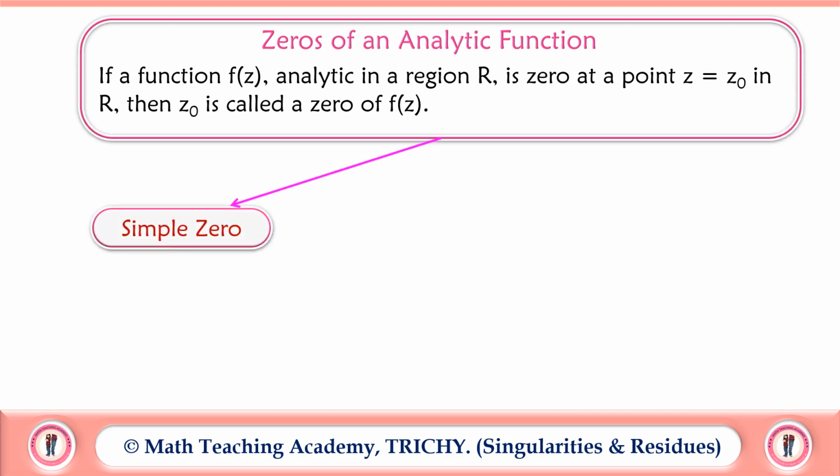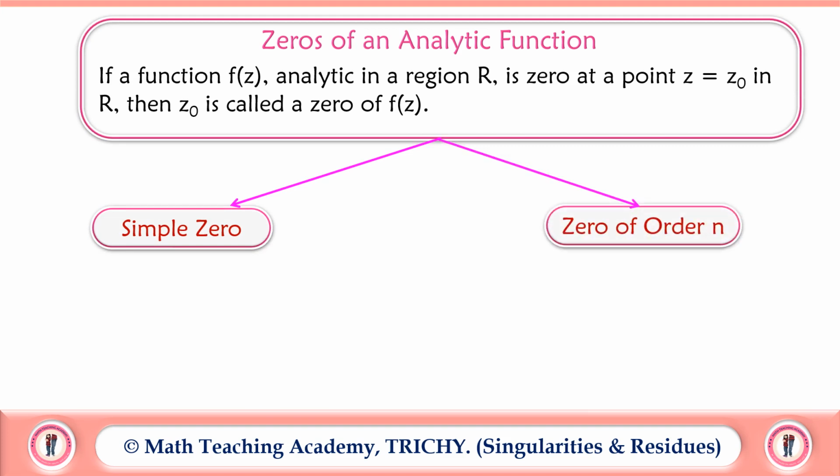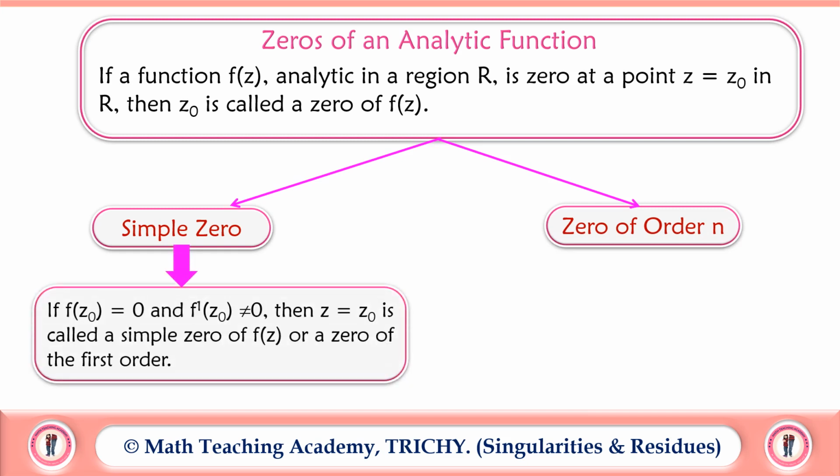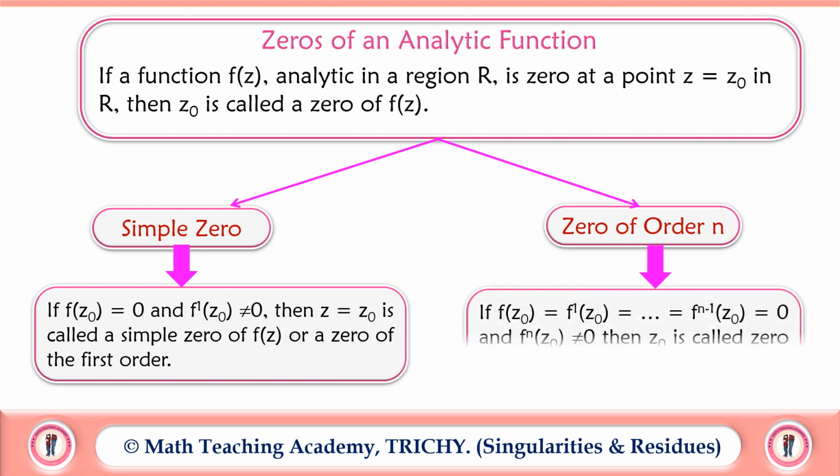There are two types of 0, that is simple 0, another one is 0 of order n. What is simple 0? If f of z0 is equal to 0 and f dash of z0 not equal to 0, then z is equal to z0 is called a simple 0 of f of z or a 0 of first order. On the other hand, if f of z0 is equal to f dash of z0 is equal to etc is equal to f n minus 1 dash of z0 is equal to 0 and f n dash of z0 not equal to 0, then the point z0 is called 0 of order n.